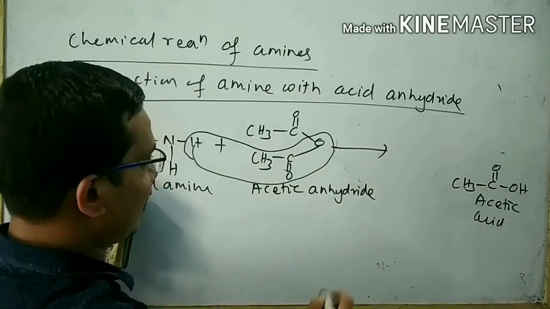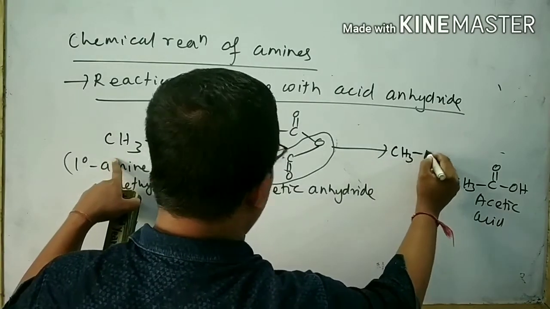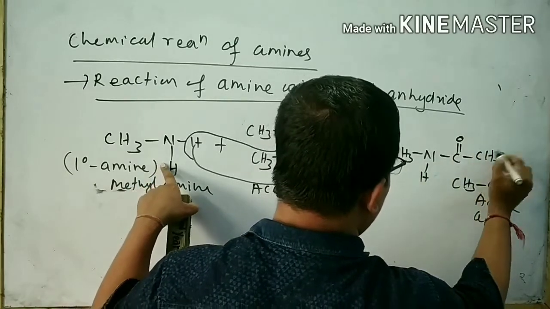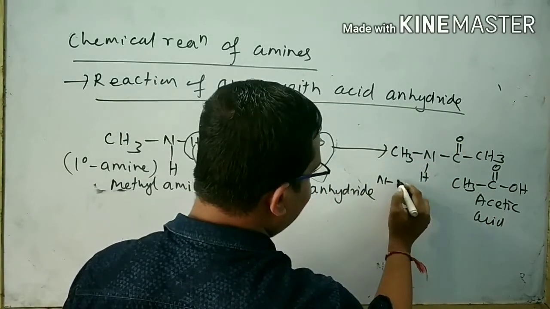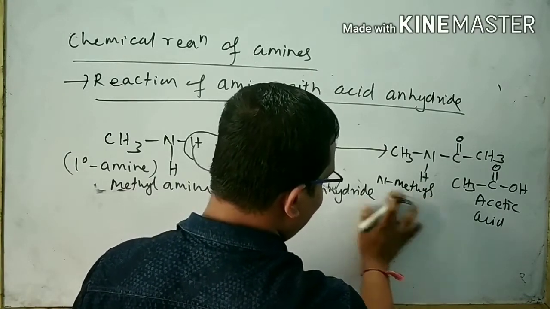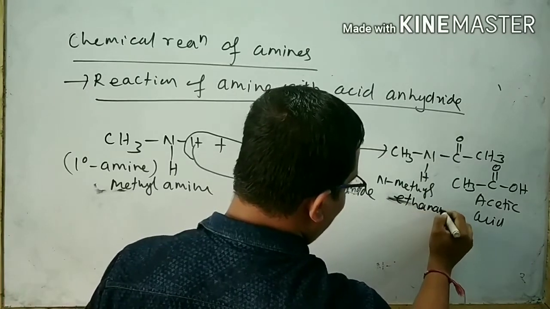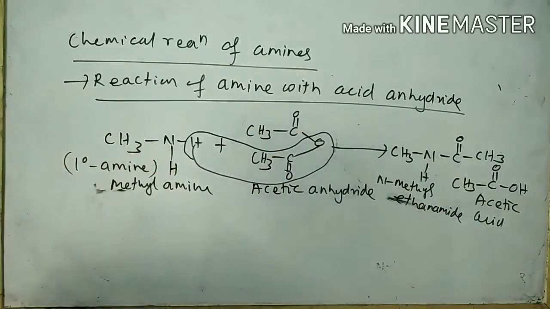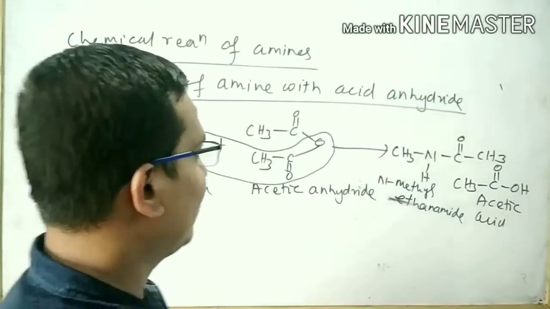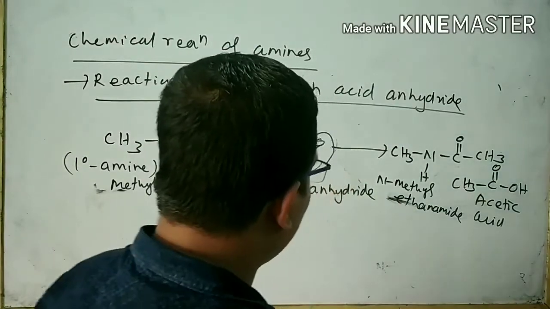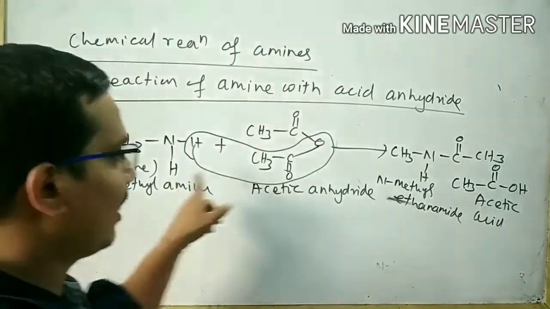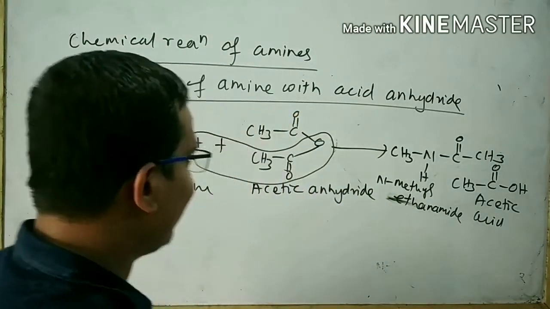And the main product is what? CH3-NH-C(=O)-CH3. The name of this compound is N-methyl ethanamide. So we can write a statement for this reaction. When 1 degree amine is subjected to reaction with acetic anhydride, then N-alkyl ethanamide is formed. Suppose if I take methylamine, then N-methyl ethanamide is formed.